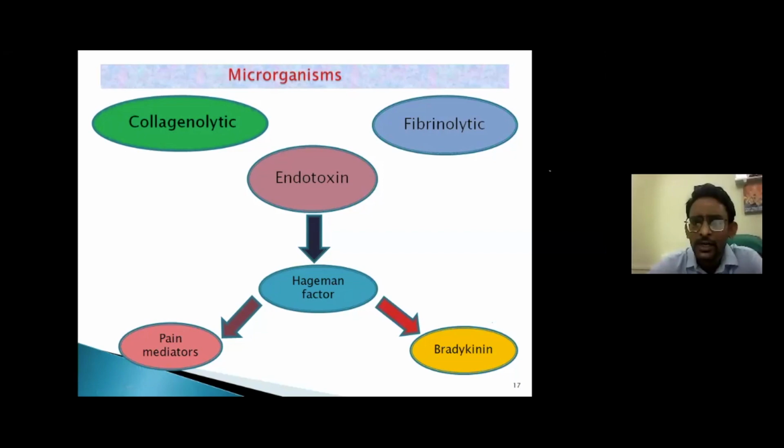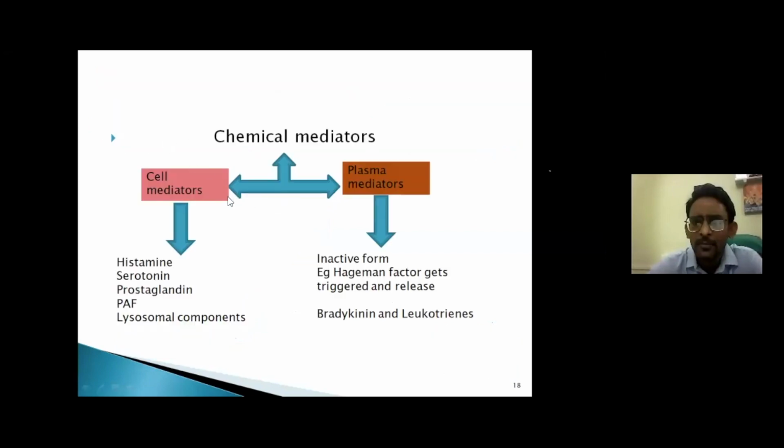Now, they also stimulate the chemical mediators in our body. There are 2 types of chemical mediators of inflammation. One is the cell mediator released by the cells, and one is the plasma mediator, which is present in the blood. The cell mediator includes histamine, serotonin, prostaglandin, platelet activating factor, and lysosomal components, whereas the plasma mediator is present in the body in inactive form. But when the bacteria release toxins and proteolytic enzymes, they get triggered, and then they release bradykinin and leukotrienes. All these factors will cause pain and swelling in the patient.